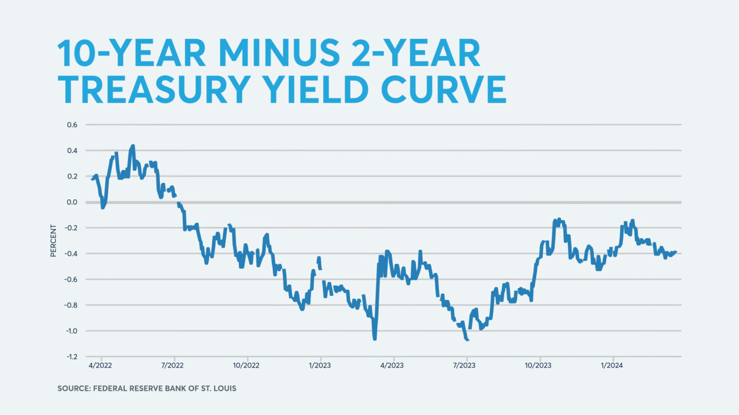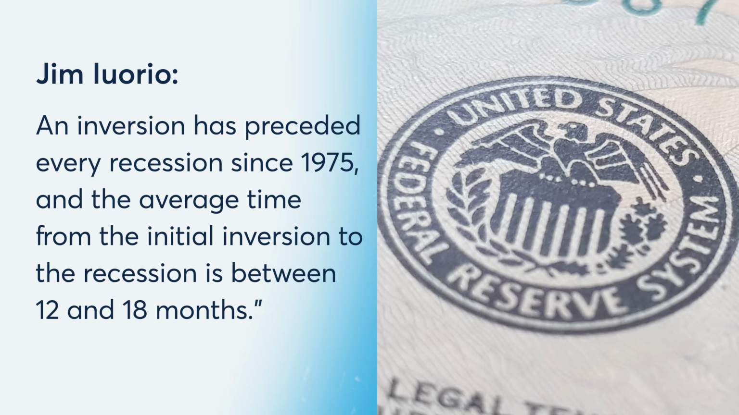As of March 2023, the U.S. yield curve, measured by 2-year versus 10-year, traded in inversion for 424 straight business days, making it the single longest inversion in history. Now, yield curve inversion is a dependable predictor of a coming recession because it's forecasting lower rates further down the road. An inversion has preceded every recession since 1975, and the average time from the initial inversion to the recession is between 12 and 18 months.